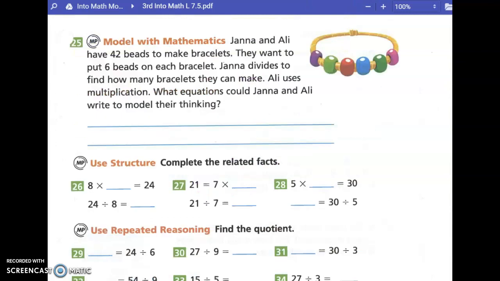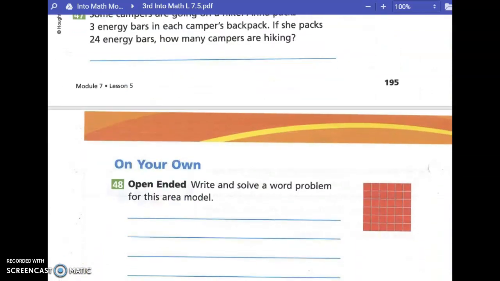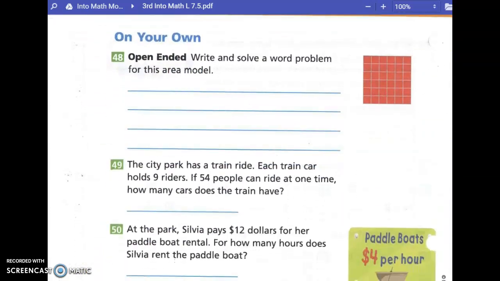Okay, if you're at home, please go to page 196. We're going to talk about problems 48 and 52. Write and solve a word problem for this area model. What do we know about this area model? It's an array, right? How many squares down is it? And how many across? 6.